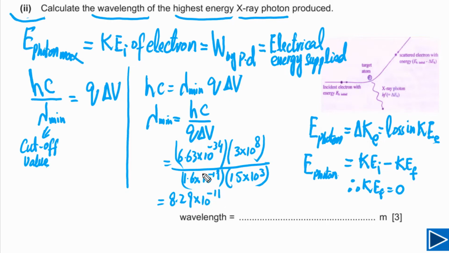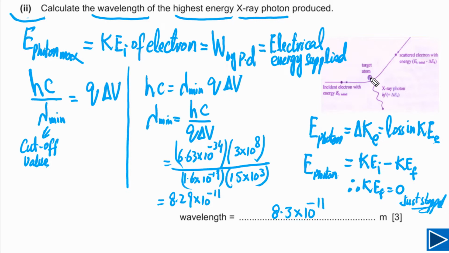But in our data the least number of significant figures is 2 SF, so it's better to write our answer up to 2 SF. So we can say our final answer is 8.3 times 10 to the negative 11. So this is the final answer. This is how you need to calculate. It's simply kinetic energy final is zero, meaning the electron just stops.